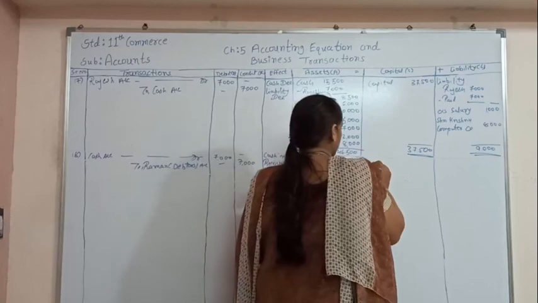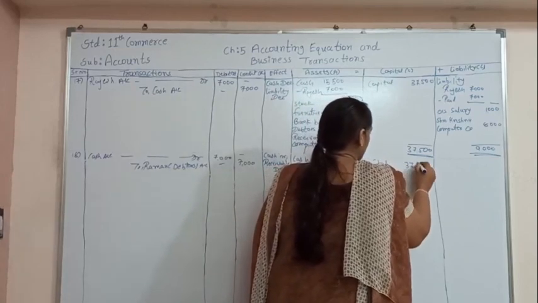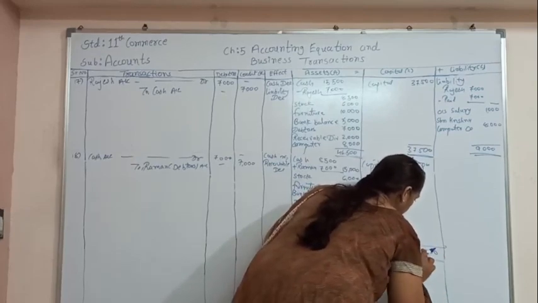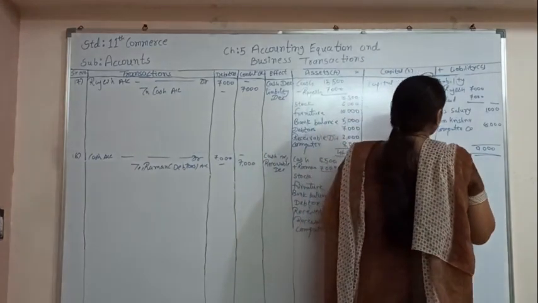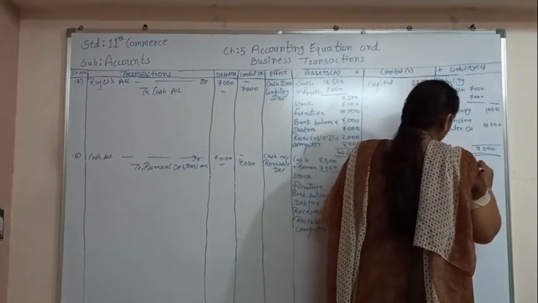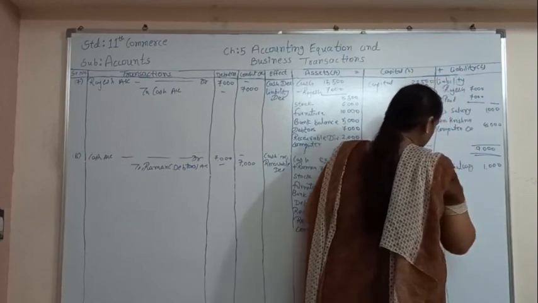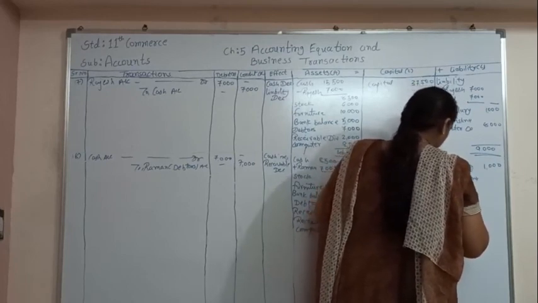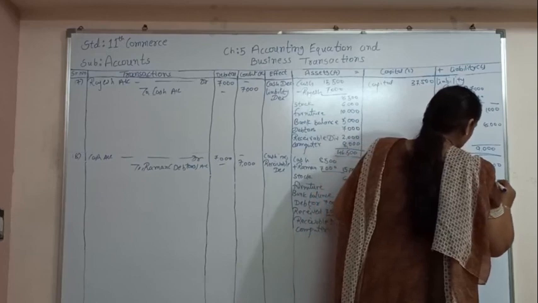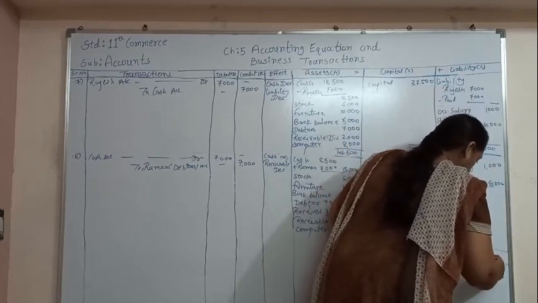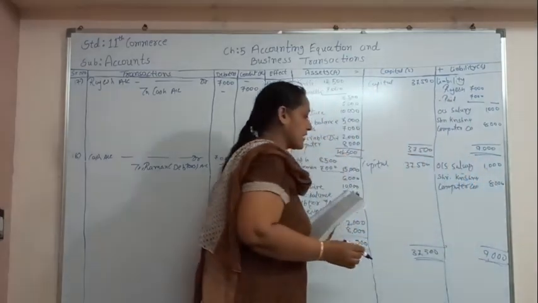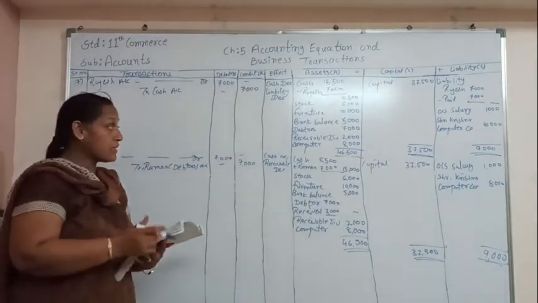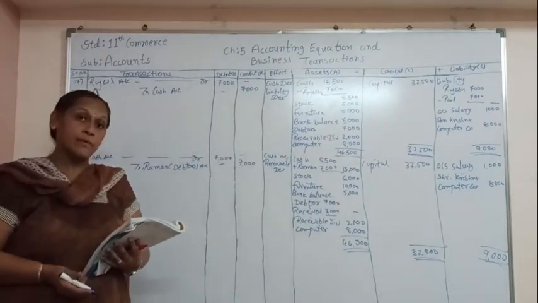And here capital will be 37,500. Here liability will be only outstanding salary, that will be 1,000, and Sri Krishna Computer Company, that will be 8,000. So the total will be 9,000. So here again we can see that 37,500 plus 9,000 will be 46,500. So here we can see that with the help of the equation we can prepare the balance sheet.